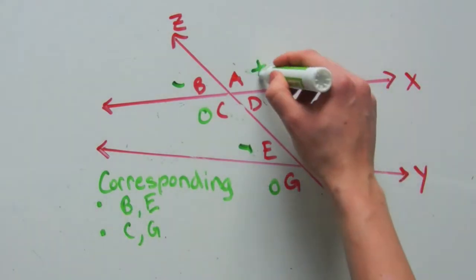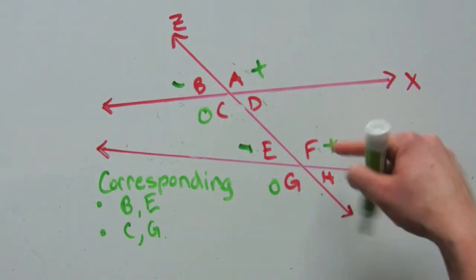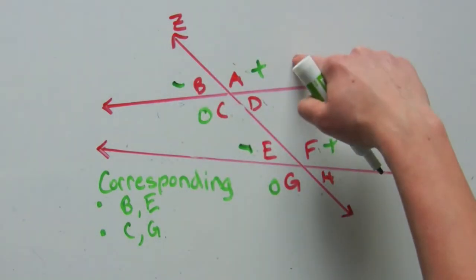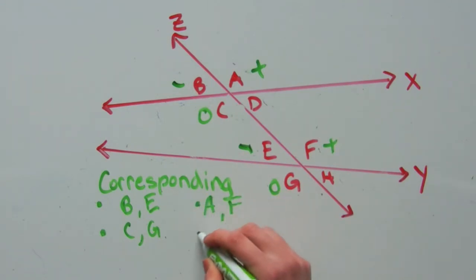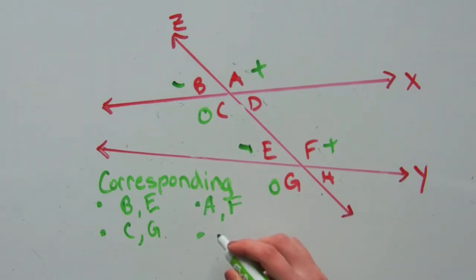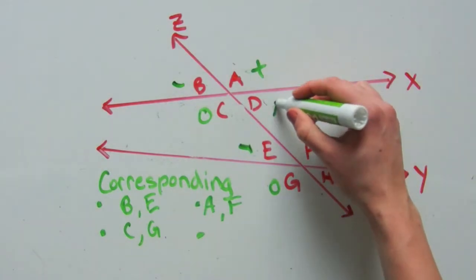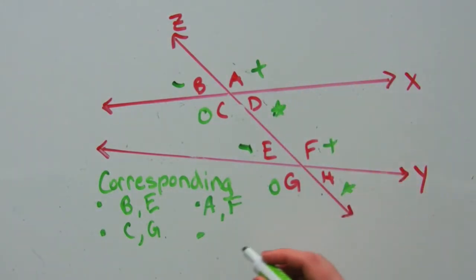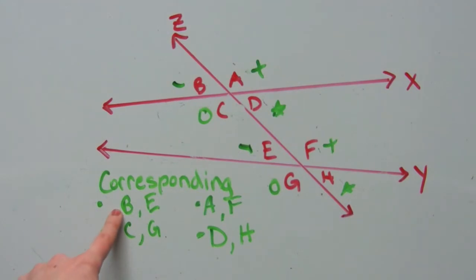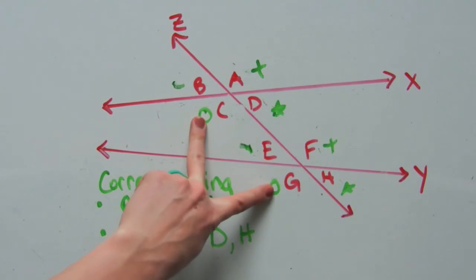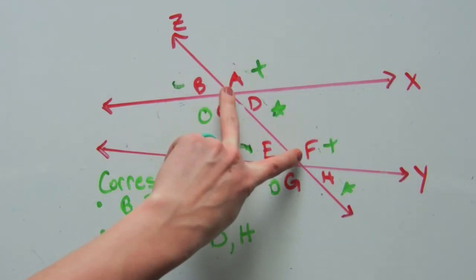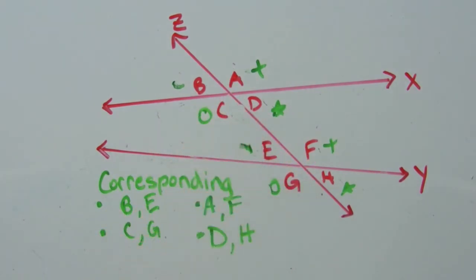A and F, because A and F lie on the same side to the right, and they're both above. And last but not least, our last pair, D and H. So we have four pairs of corresponding angles: B and E, C and G, A and F, and D and H.